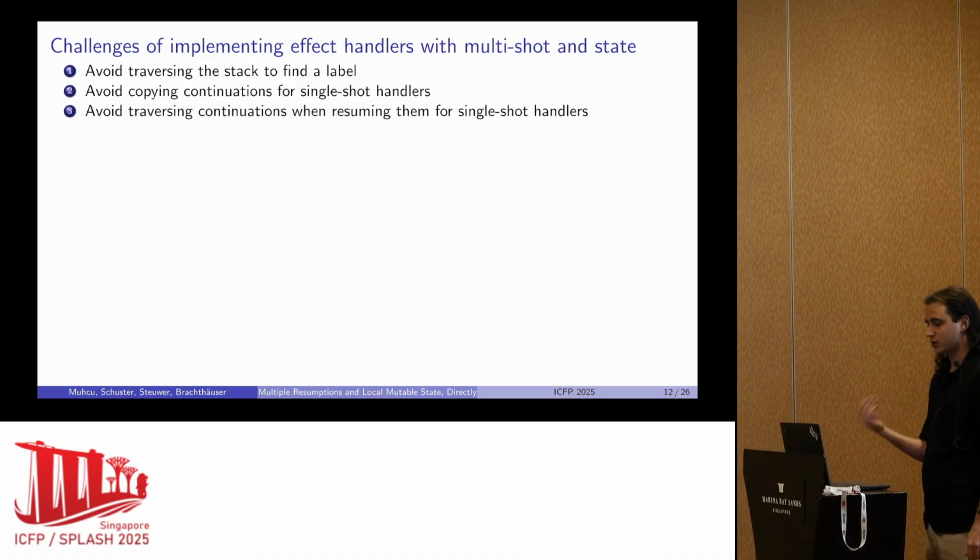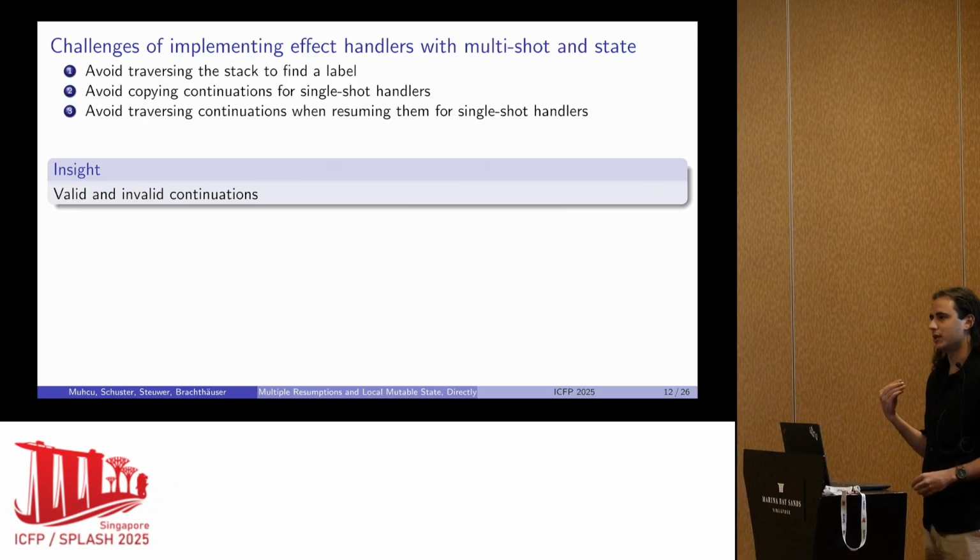Finally, we also want to avoid traversing a continuation when we are resuming them in the case of single-shot handlers. And for that, we introduce a notion of valid and invalid continuations that differentiate those that can be resumed in constant time from those that need to be adjusted first.